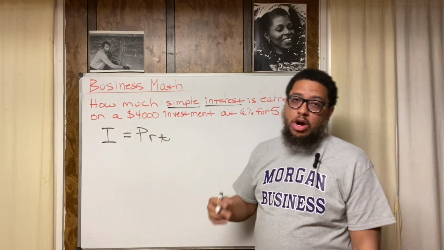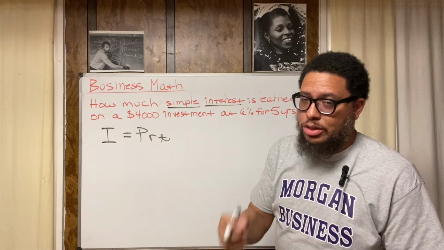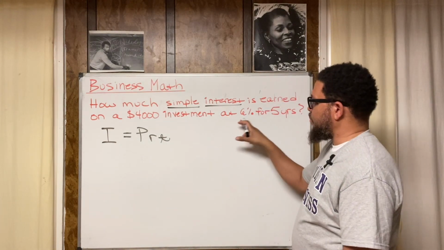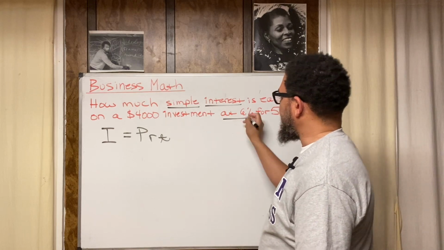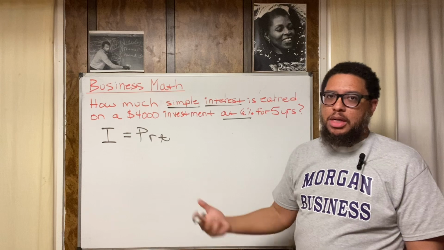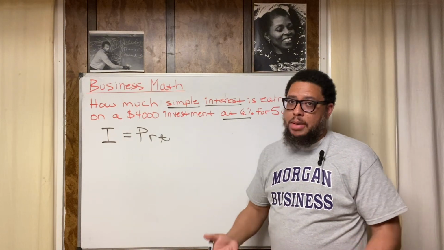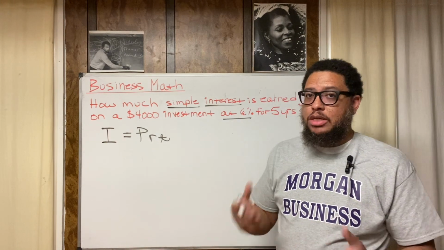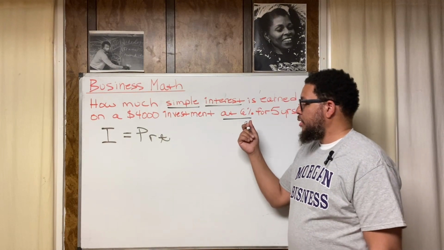R, what does R stand for? R stands for your interest rate. The rate, not the amount of interest, but the rate. In this case, it says 6%. That 6% is your interest rate, right? That's basically the cost of money. That's how much money costs. So yeah, money has a price. That might sound strange to you, but money itself has a price, and the price is the interest rate, right?